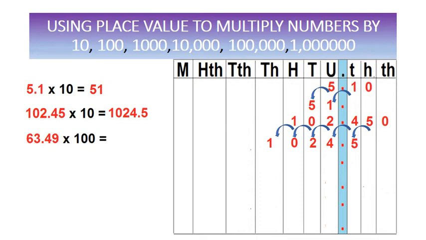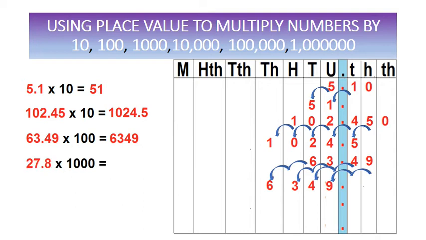Now let's look at a decimal number multiplied by 100, thinking back to the pattern that we've just looked at with whole numbers. Put the 63.49 on there. We multiply it this time by 100. So all of those digits move 2 places to the left. So the answer is 6,349.